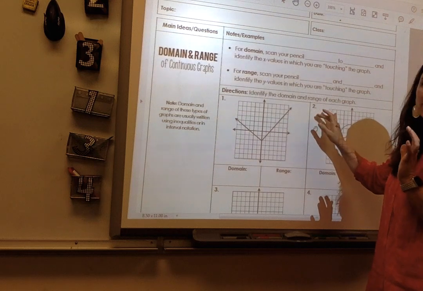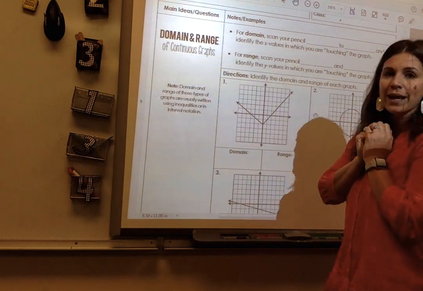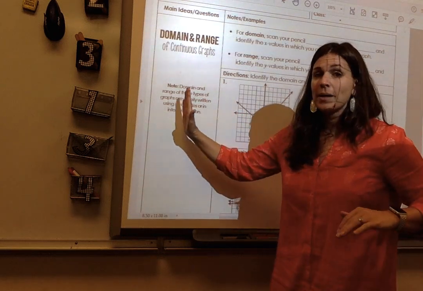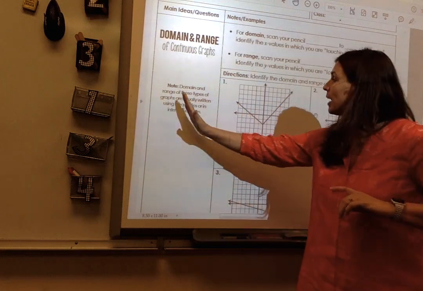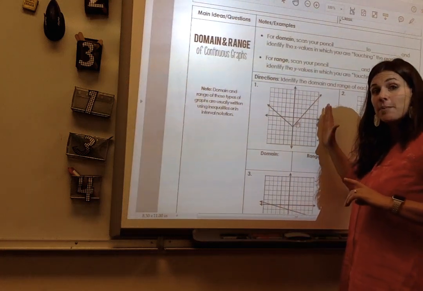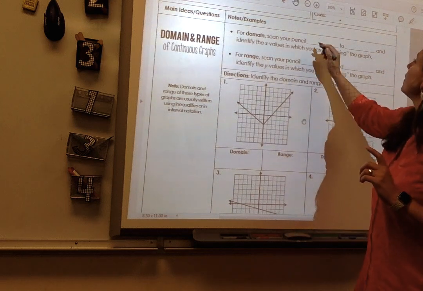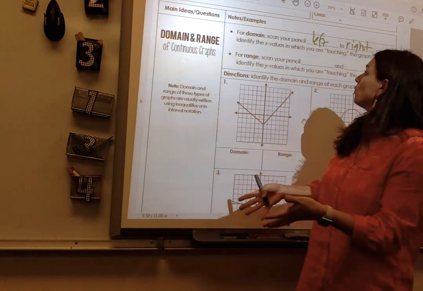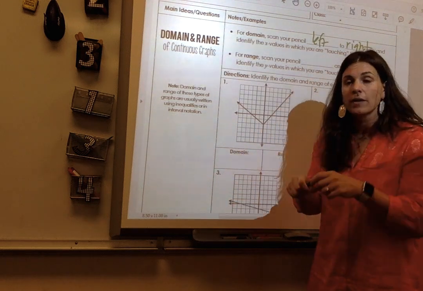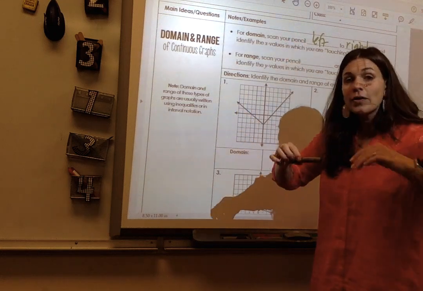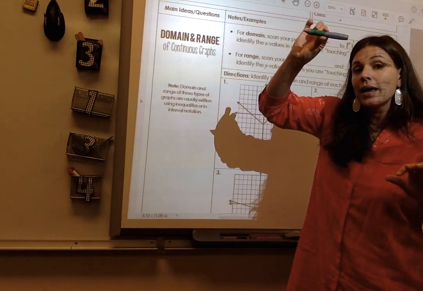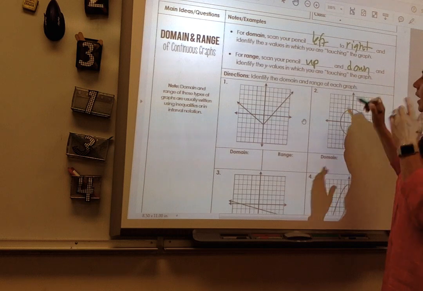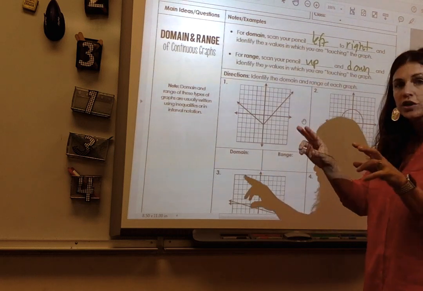So here's our hint in our notes that I want you to write. For domain, remember, domain is all your x values. So for my domain, I'm going to scan my pencil left in the negative direction, and scan my pencil right in the positive direction. So we're going to scan our pencil left to right and identify the x values in which we are touching the graph. For range, up and down, I'm going to scan my pencil up all the way, and scan my pencil down all the way. So I'm going to go up and down and identify the y values in which we are touching the graph.